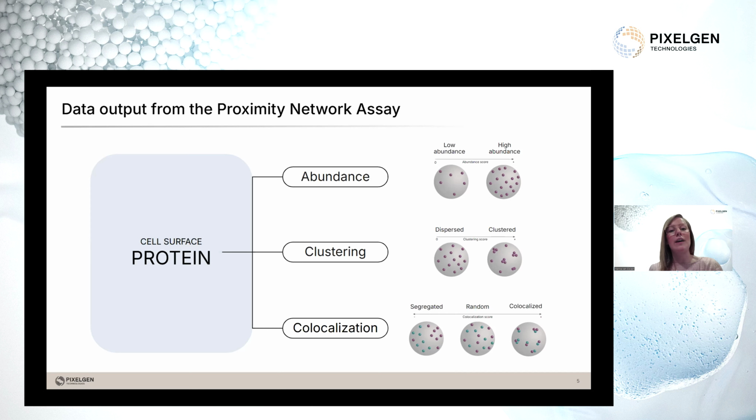But since you do this very high multiplex comparison, you will also be able to look at more complex structures like multi-protein domains, how many different proteins are organized in relationship to each other. And this is really, really difficult to do with microscopy since you're very much limited in the number of fluorophores you can use at the same time.